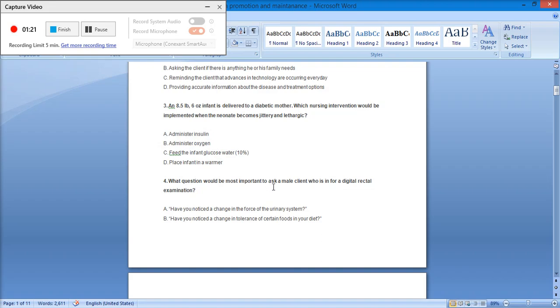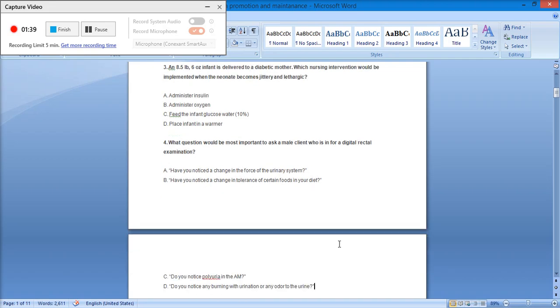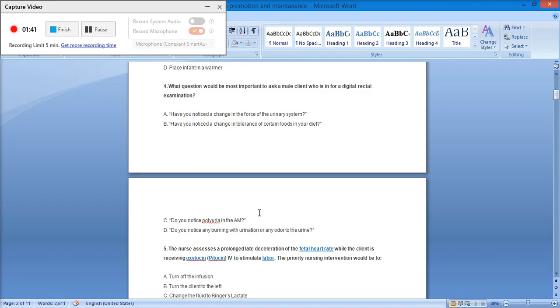What question would be most important to ask a male client who is in for a digital rectal examination? A. Have you noticed a change in force of the urinary system? B. Have you noticed a change in tolerance of certain foods in your diet? C. Do you notice polyuria in the AM? D. Do you notice any burning with urination or any odor to the urine? The correct answer is A. Have you noticed a change in the force of the urinary system?